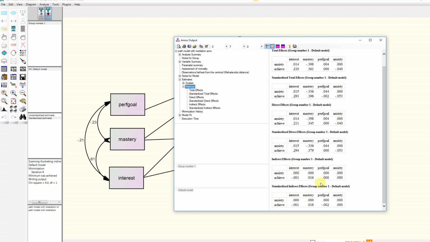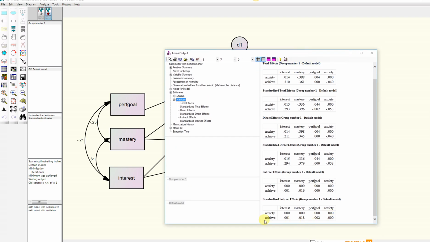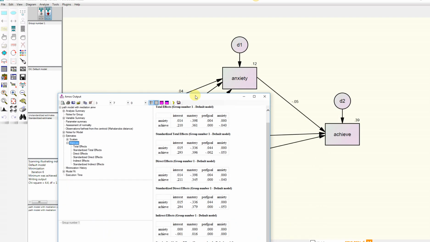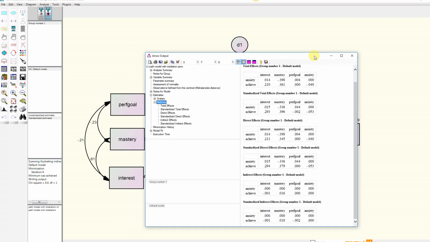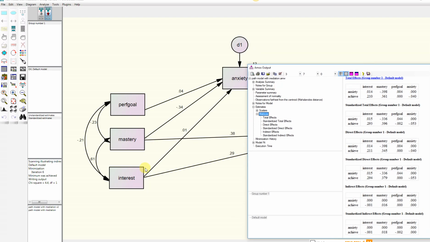You'll notice that anxiety, it says anxiety to achievement right here is 0. There is no indirect effect. That's why that value in here is 0. So whenever there's no indirect effects, then all the other values would end up being 0. When you have interest to anxiety in this particular model, you can see obviously there's no indirect effect. It's only a direct effect. And so there's 0 here, and the same would go for the other predictors in relation to anxiety.